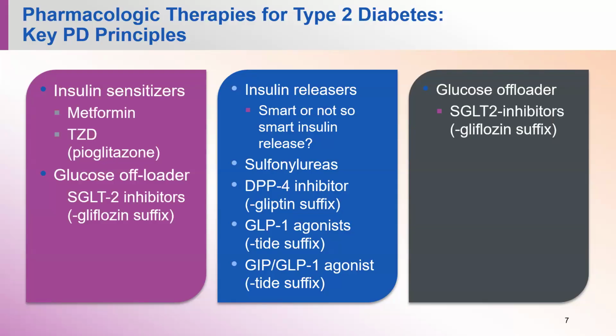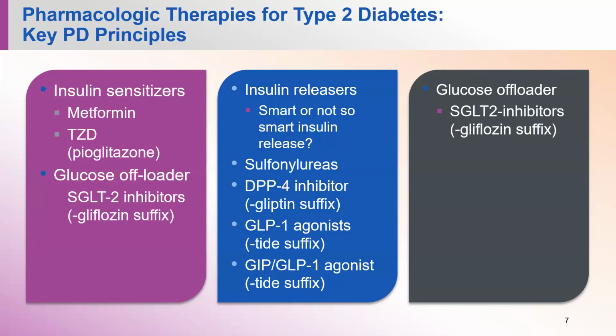Divide the drugs into 3 different groups. Insulin sensitizers, and the insulin sensitizers are metformin and the TZDs. What they, of course, allow is for the body to utilize insulin better, whether it's exogenous insulin or endogenous insulin. And what's the core pathology with type 2 diabetes? It is insulin resistance.